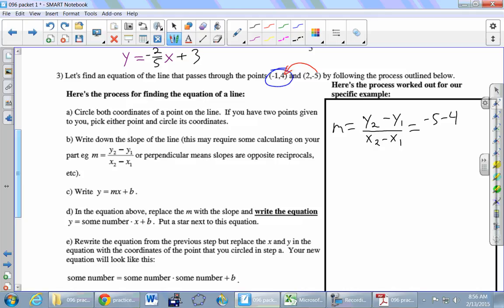Okay, divided by. Now, because of the choice that we made upstairs, what do we have to subtract? What order do we need downstairs? 2 minus -1. Gotta be consistent in the order we subtract. 2 minus -1 equals. Okay, so upstairs we have -9. Downstairs we have 2 plus 1, right? So that's 3. And so the slope turns out to just be -3.